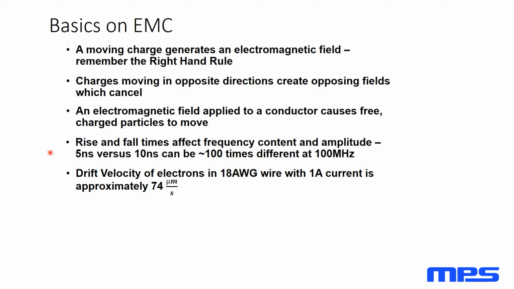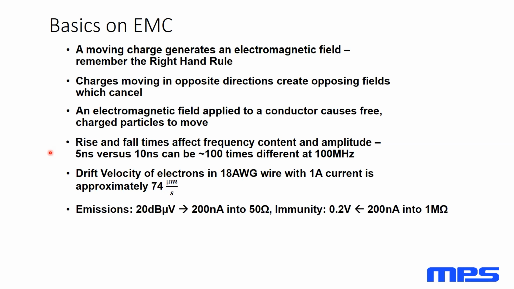So electrons are generally lazy. If we impede their progress, they don't want to go a certain way. If we give them a path of least resistance the way we want them to go, they will go that way. So kind of how I like to think about how electrons move. From an emission standpoint, 20 dB microvolt is 200 nanoamps into 50 ohms. So that's very low current.